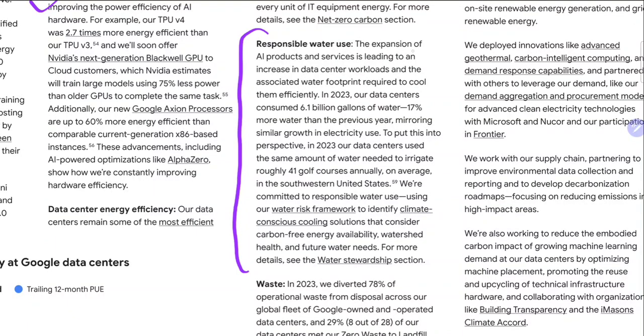The expansion of AI products and services is leading to an increase in data center workloads and the associated water footprints required to cool them efficiently. So in 2023, the data centers consumed 6.1 billion gallons of water, 17% more than the previous year, mirroring similar growth in electricity consumption as well. To put this into perspective, in 2023, the data centers used the same amount of water needed to irrigate roughly 41 golf courses annually on average in southwestern United States actually.